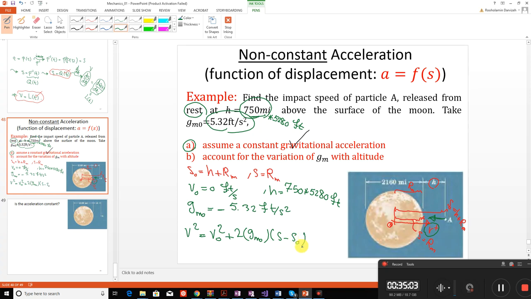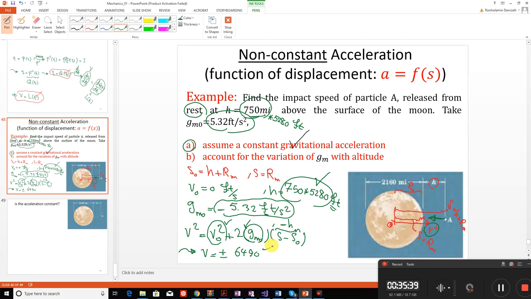S minus S naught, this is minus h. And we have the h, which is minus 5 point something, and the units are consistent. You have V naught, then everything you have. If you replace, you have plus minus, because of the quadratic equation, 6400. Don't forget to put the units. Which one is acceptable? We assume this direction to be positive, and we know the direction of the velocity at the impact point is in the opposite direction. Then the accepted result is minus.